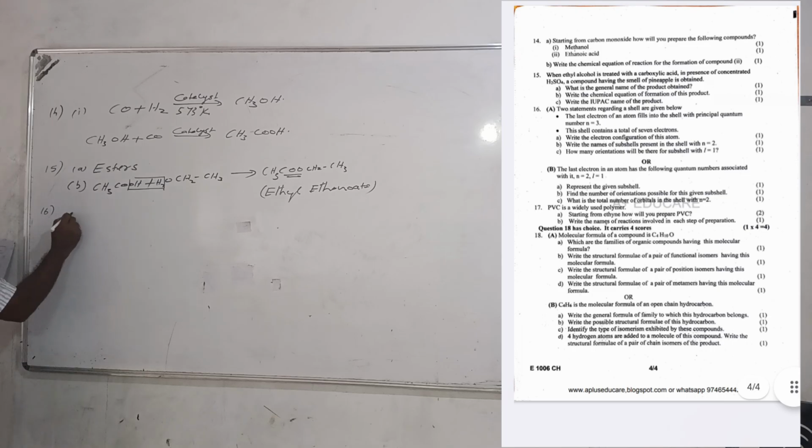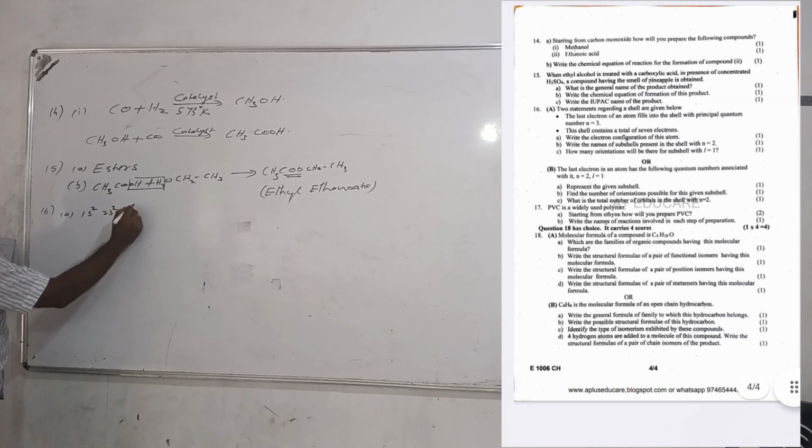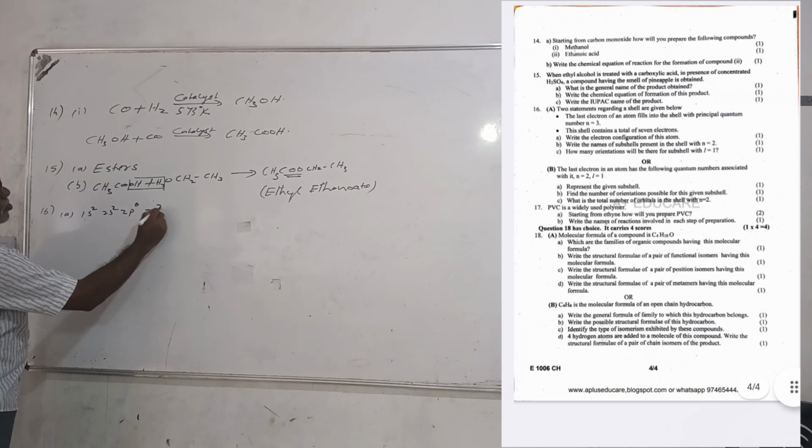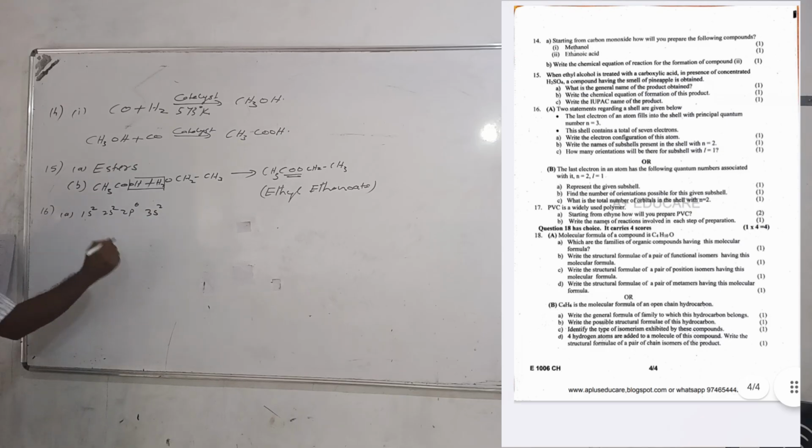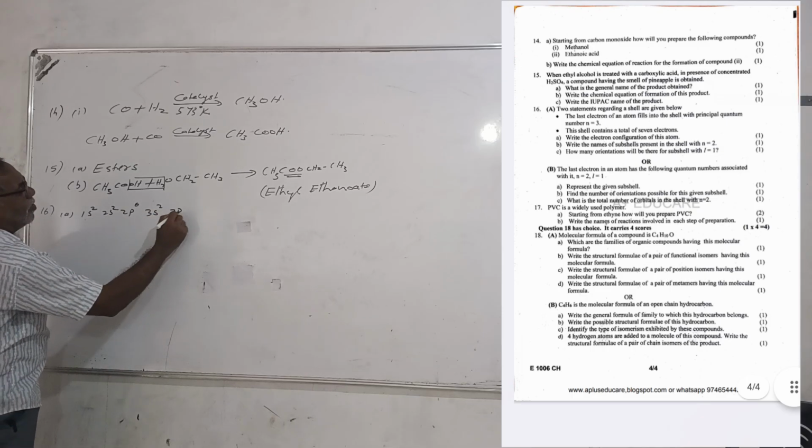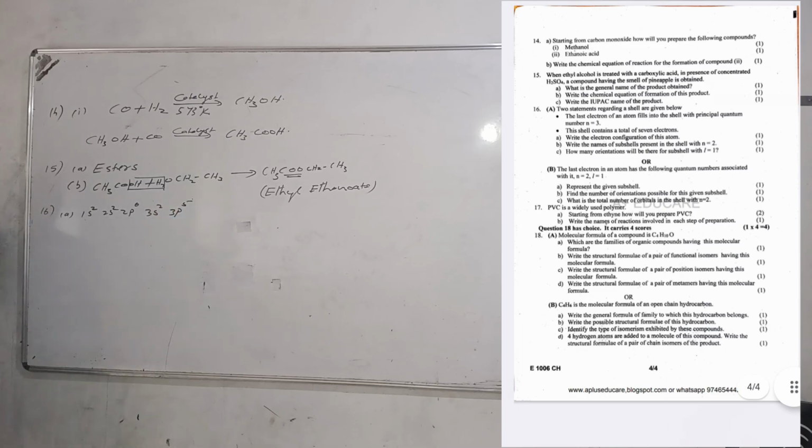You can write 1s2, 2s2, 2p6 for the first and second shells, and in the third shell 3s2. The total is 7 electrons, so 3s2 and 3p5. Now the 7 electrons are over. So the configuration is 1s2, 2s2, 2p6, 3s2, 3p5.